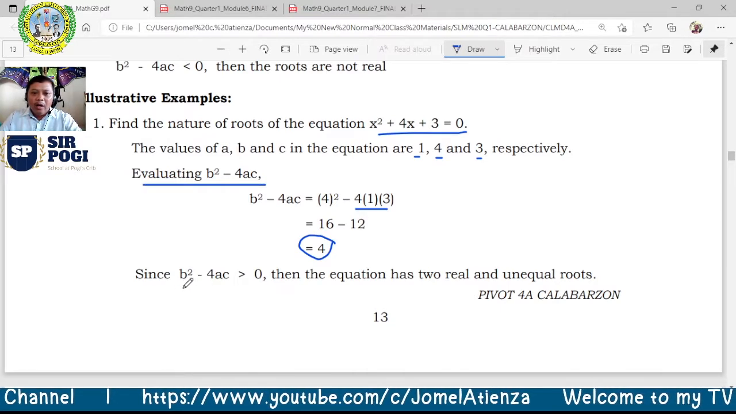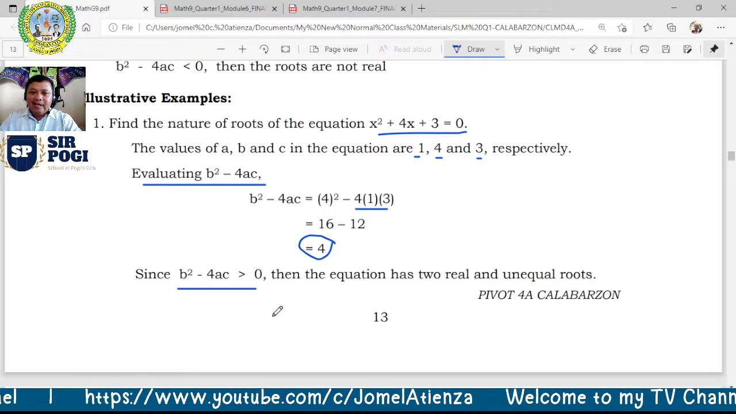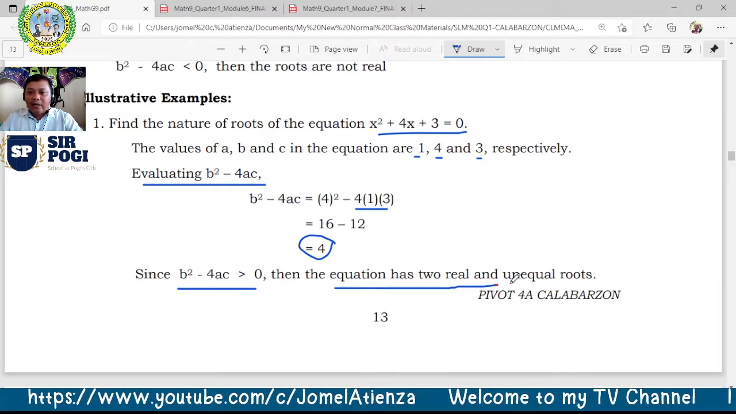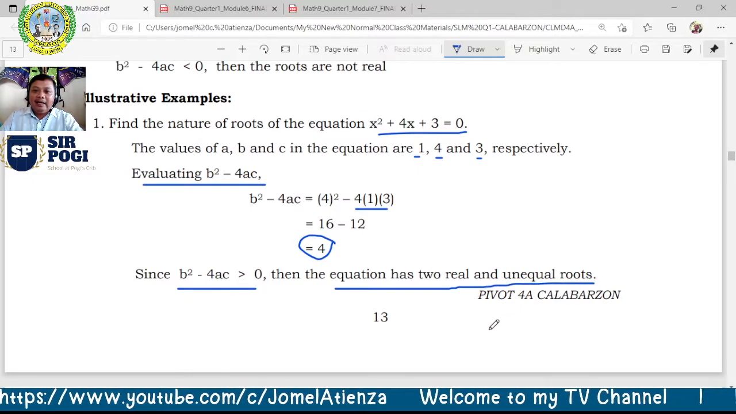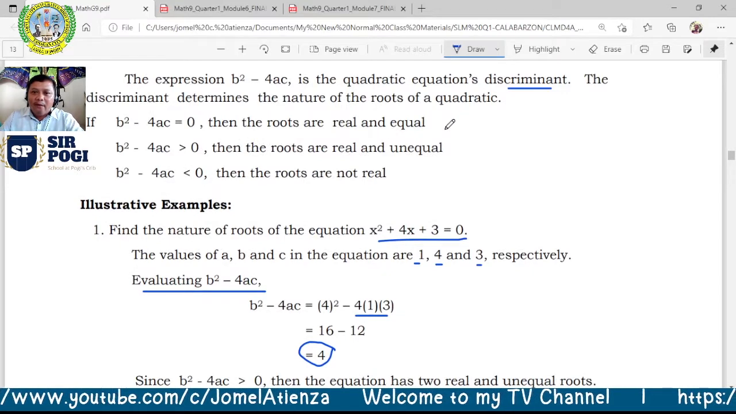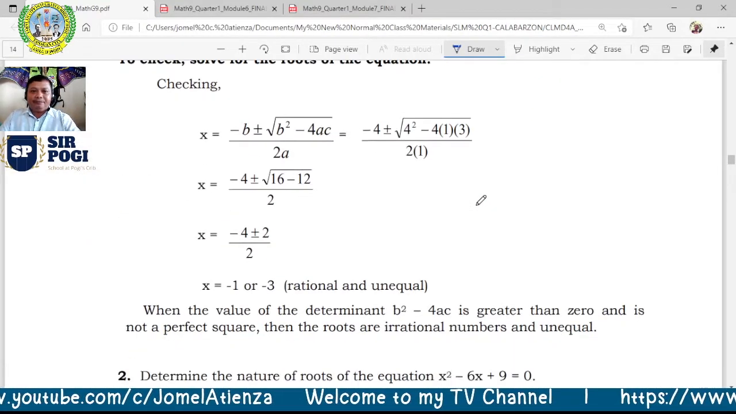So therefore we can say that b squared minus 4ac is greater than 0. So the equation has two real numbers and unequal roots. Okay? So dito po siya mag-fall. Okay? Another one to check.